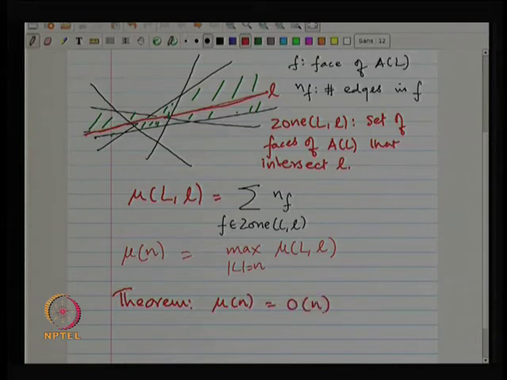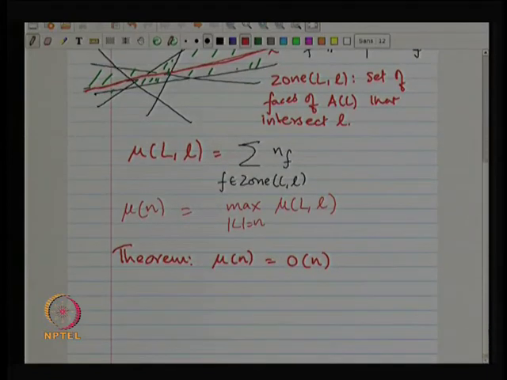So, this is what I want to prove today, and once I have done this, that will imply that the algorithm I had described for constructing the arrangement takes n squared time, because inserting each line takes linear time, and then the whole thing will take n squared time. Okay.